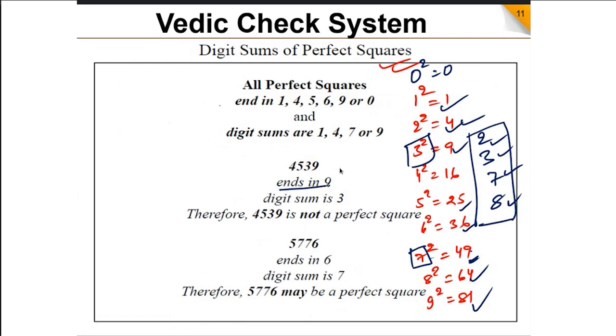The number ends with 9. So what is the digit sum? Eliminate this 9, 5 eliminate, 4 eliminate. So the digit sum is 3. So therefore 453 is not a perfect square, because we already have a rule here.